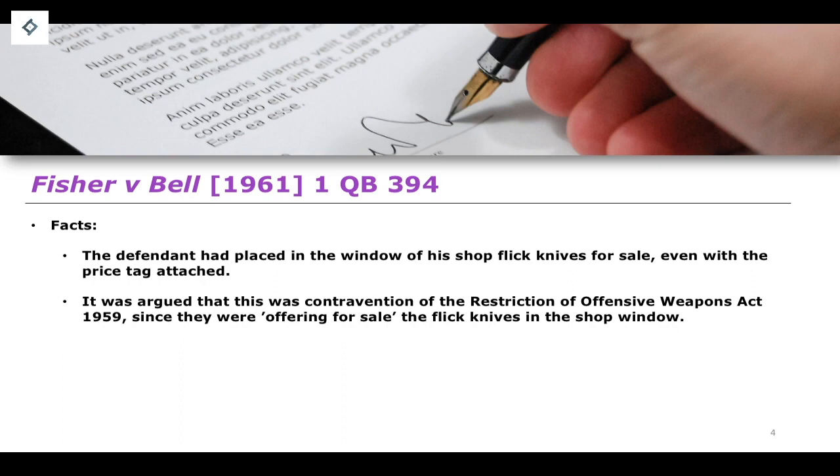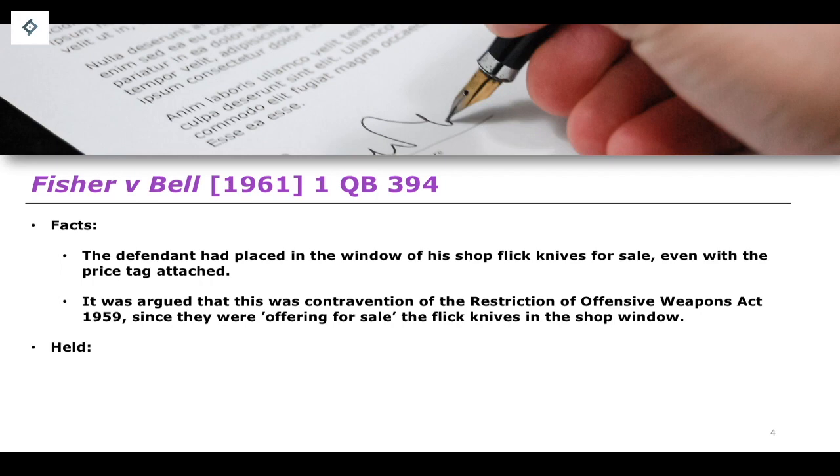So ultimately, if the offering of the flick knives for sale was actually an offer, was actually offering for sale by placing them in the shop window, even with the price tags attached, then this represents, as you would probably imagine, a violation of the Restriction of Offensive Weapons Act 1959.